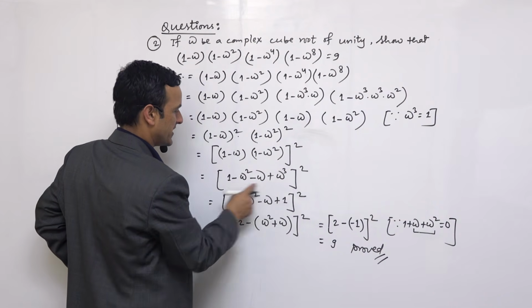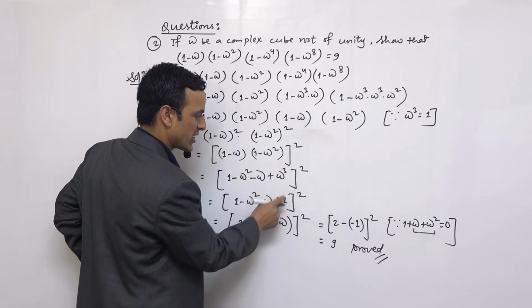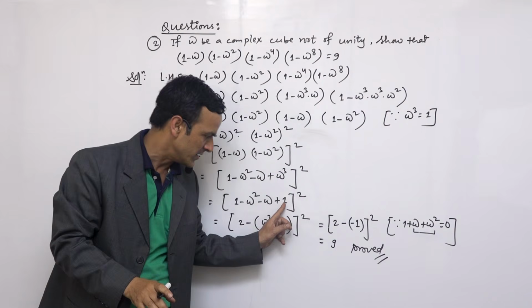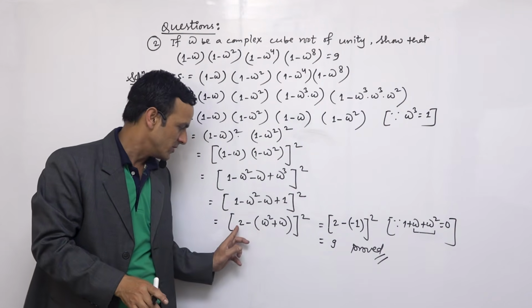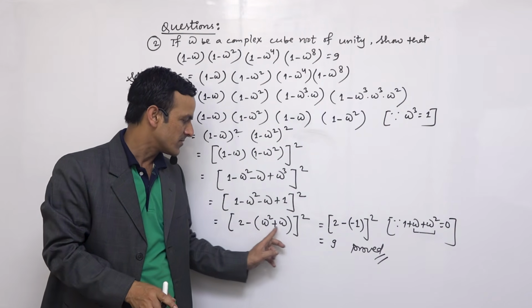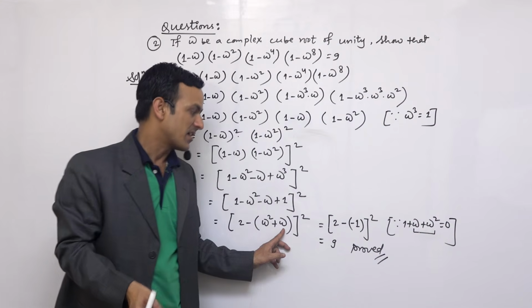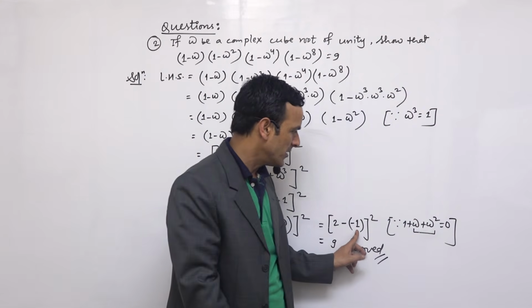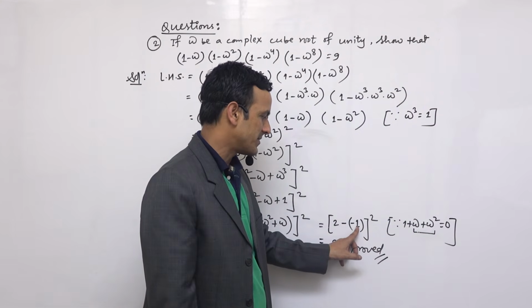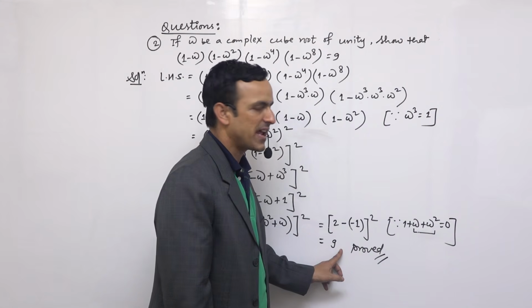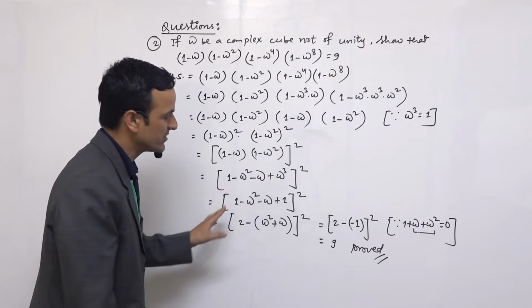And after multiplying here, again we can use omega cube is equal to 1. Again we can use 1. Then 1 plus 1 is 2. And by taking minus common, we can use again the formula minus 1. From here 2 plus 1 means 3, 3 square means 9. So in this way we can calculate the question.